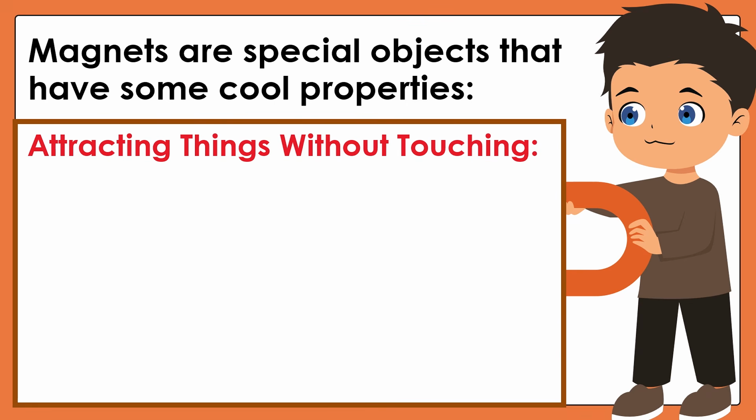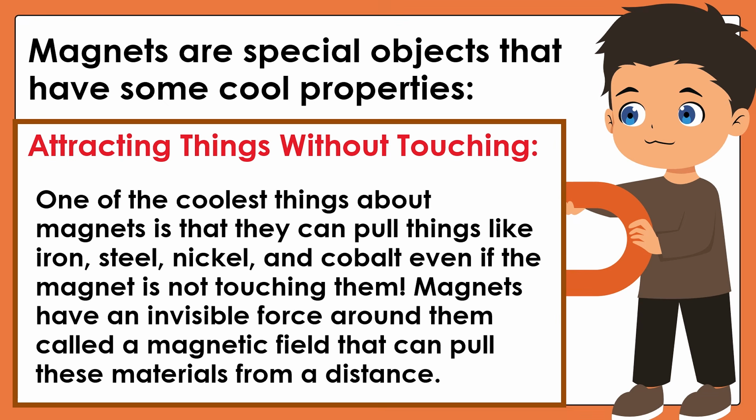Third is attracting things without touching. One of the coolest things about magnets is that they can pull things like iron, steel, nickel, and cobalt even if the magnet is not touching them. Magnets have an invisible force around them called a magnetic field that can pull these materials from a distance.